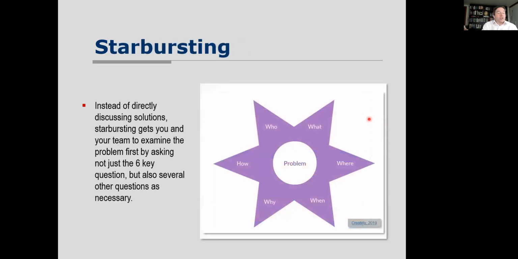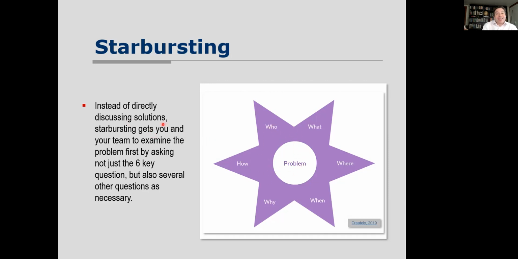Another approach is called starbursting. And if you remember from the lecture or seminar that I shared with you about global mindset, I use starbursting as an organizational framework to ideate and come up with the different dimensions of global mindset: the what, the where, the when, the why, the how, and the who related to ideation.